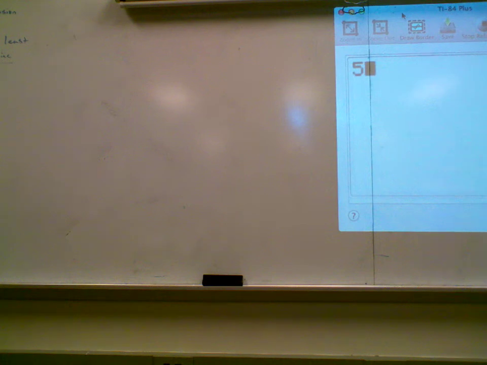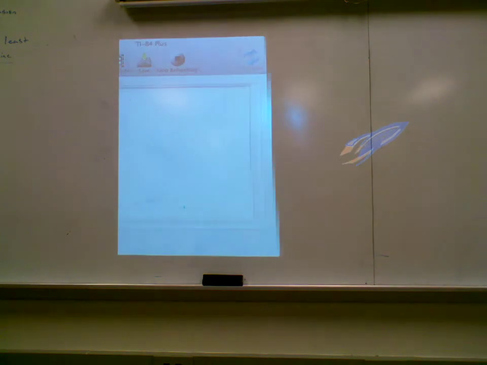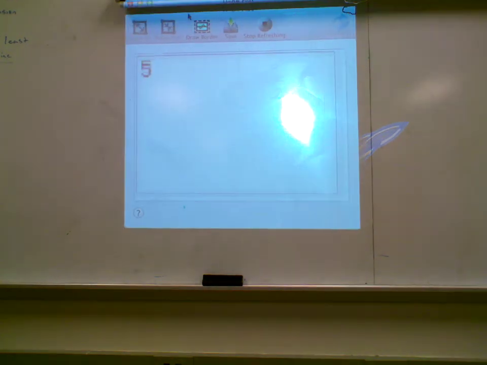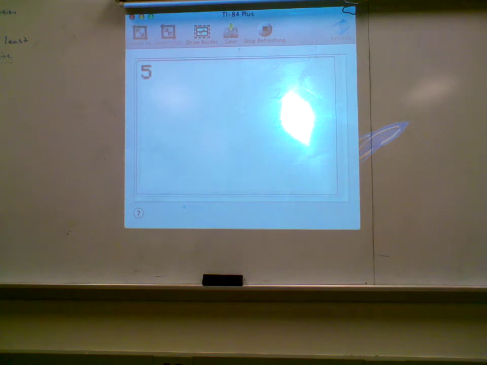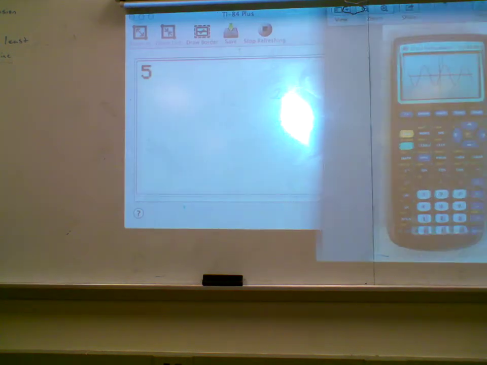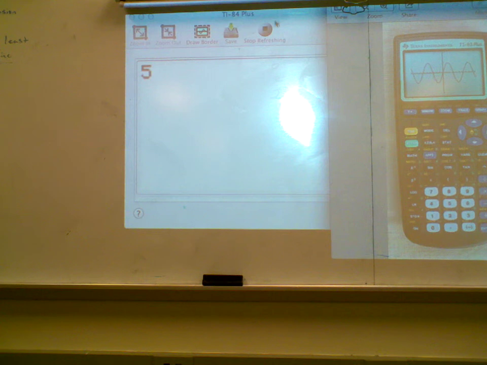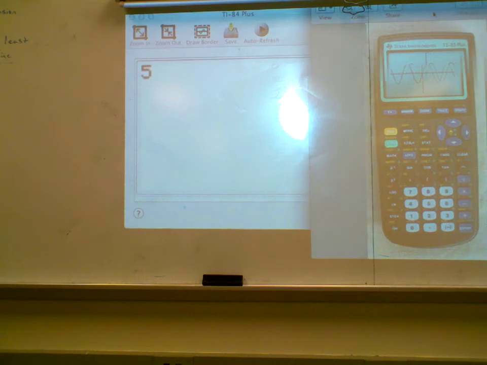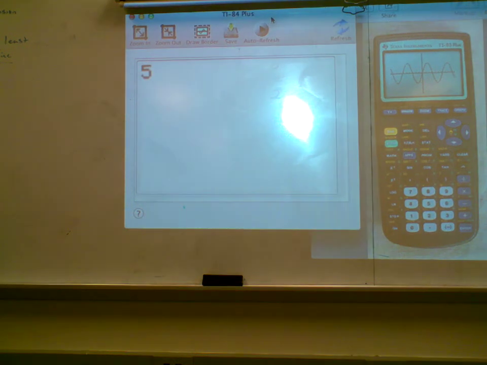All right, so we need to take out our calculators. You guys remember this is my calculator window, right? It shows what's on my calculator. And then here's my picture of a calculator, because I'm going to show you the buttons.